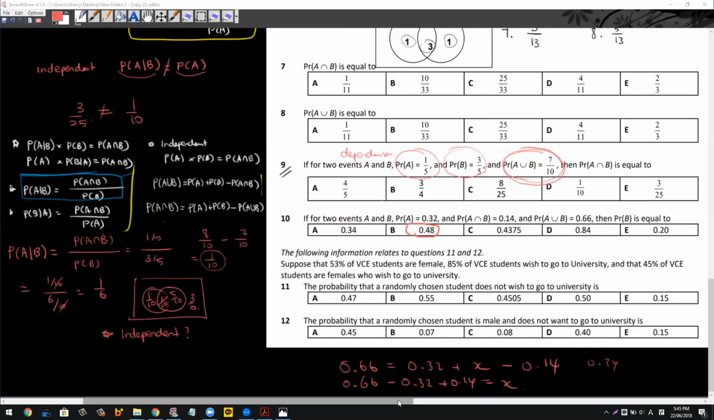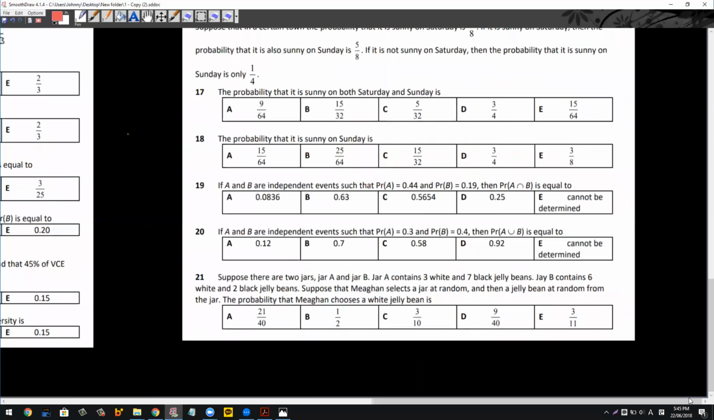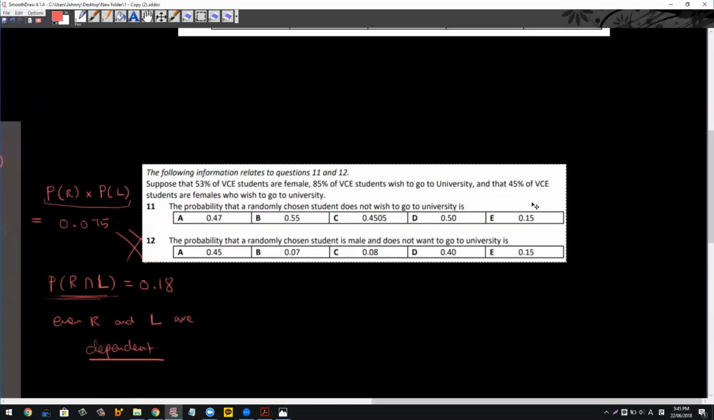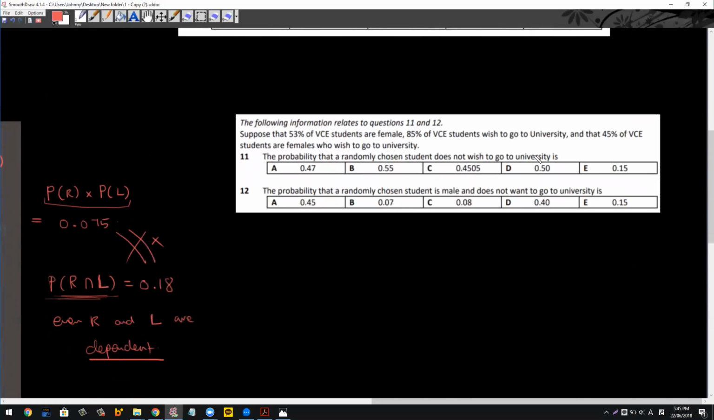You can try this as well. Yep, right over here. Okay, we're going to try 11 and 12 now. So the following information relates to question 11 and 12. Suppose that 53% of VCE students are female. So VCE is like year 12 in Victoria, in Melbourne. So 53% of year 12 students are female, and 85% of the students wish to go to university.